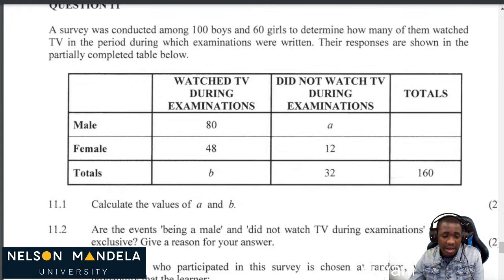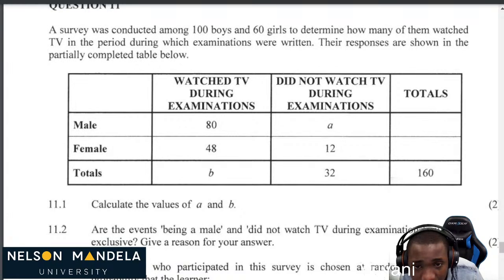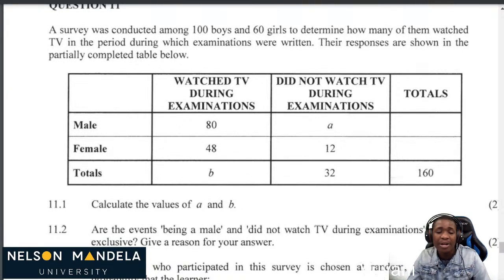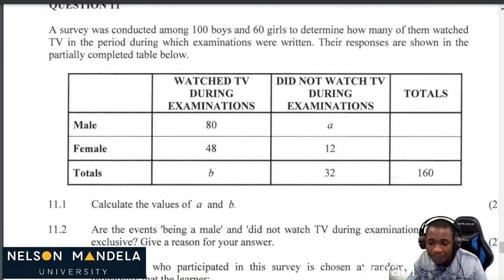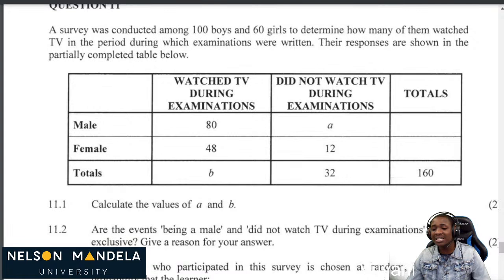So now they say calculate the value of A. Let me read it. A survey was conducted among 100 boys and 60 girls to determine how many of them watched TV in the period during which exams were written. Their responses are shown in the partially completed table below. When they say it's partially completed, it means it's incomplete. Now calculate the value of A and B.